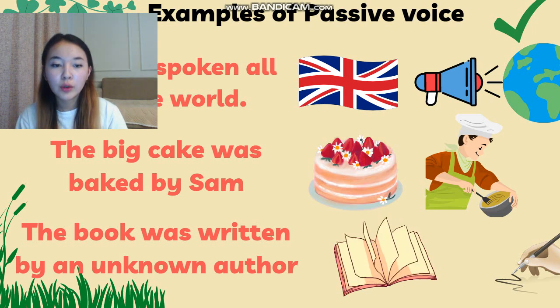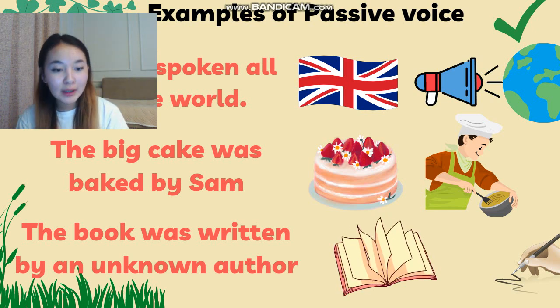The third one, the book was written by an unknown author. It is also past simple passive. Let's look here. We use by when we talk about it's acted upon by the subject. So we use preposition by.